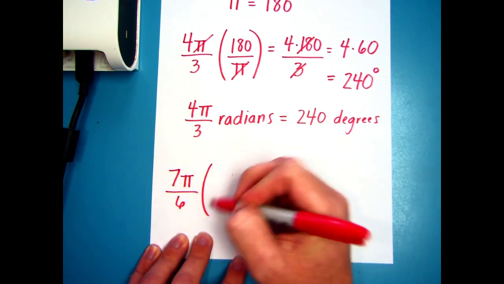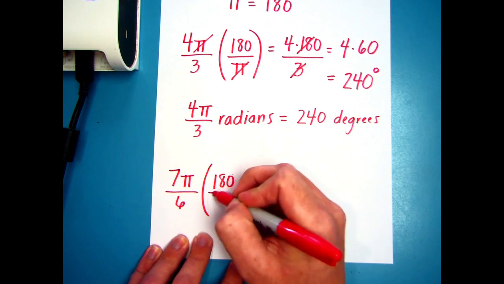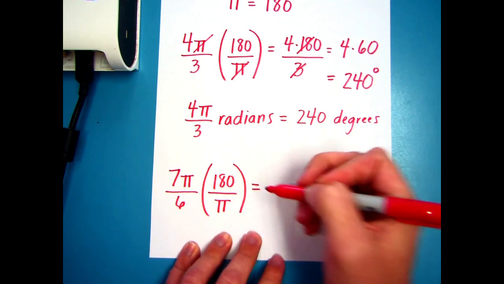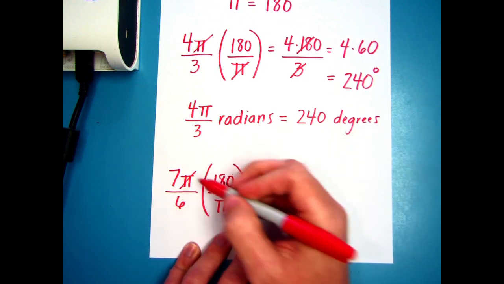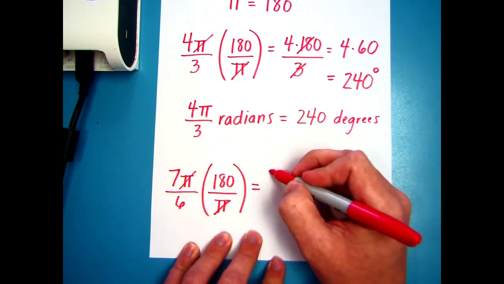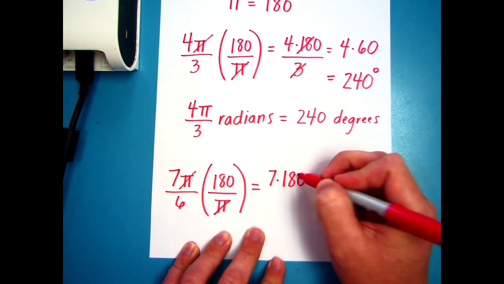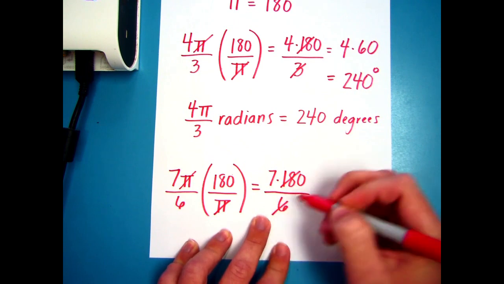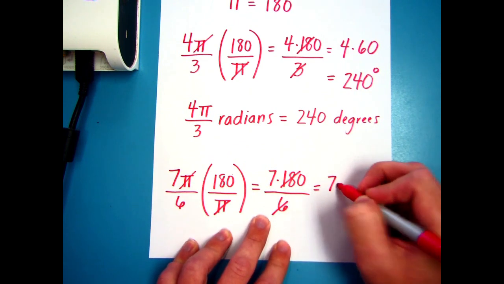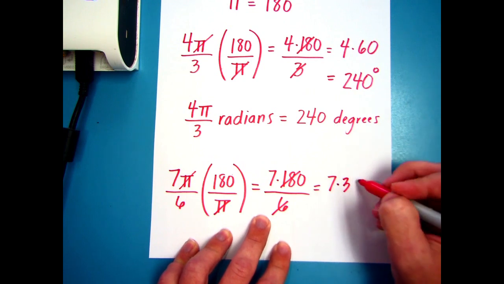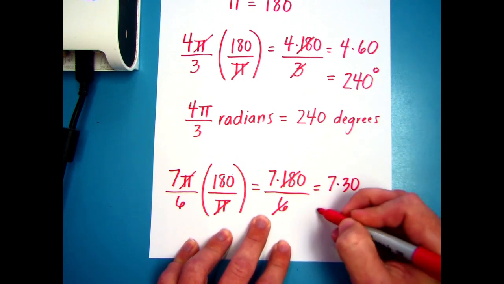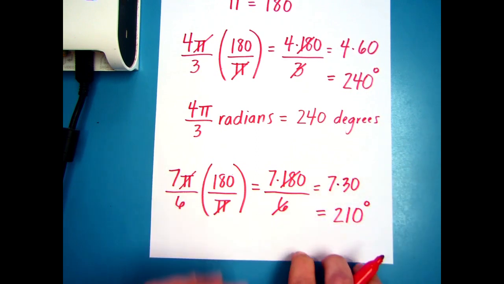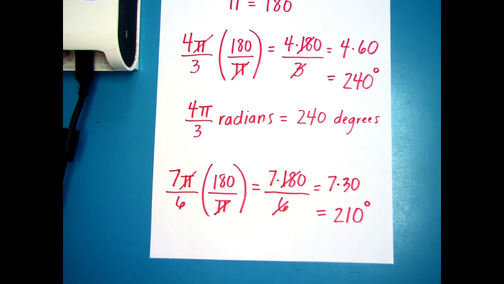I'm going to multiply by 180 over pi. That fraction, 180 over pi, is equal to 1. So I'm not changing the value of my angle, just the unit of measure. I multiply across. 7 times 180 over 6. 180 over 6 reduces to 30. So really it's just 7 times 30, which is 210 degrees. So 7 pi over 6 is equal to 210 degrees.